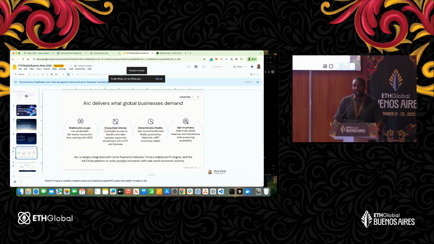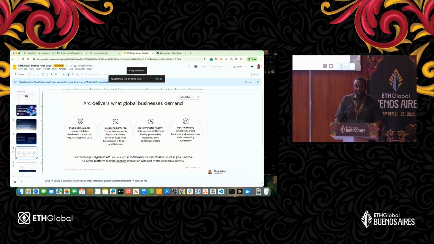And it's really fast. Basically, you can go from chain A to chain B from Gateway in less than like 800 milliseconds, super fast. So that's another interop feature that Arc has built into it.